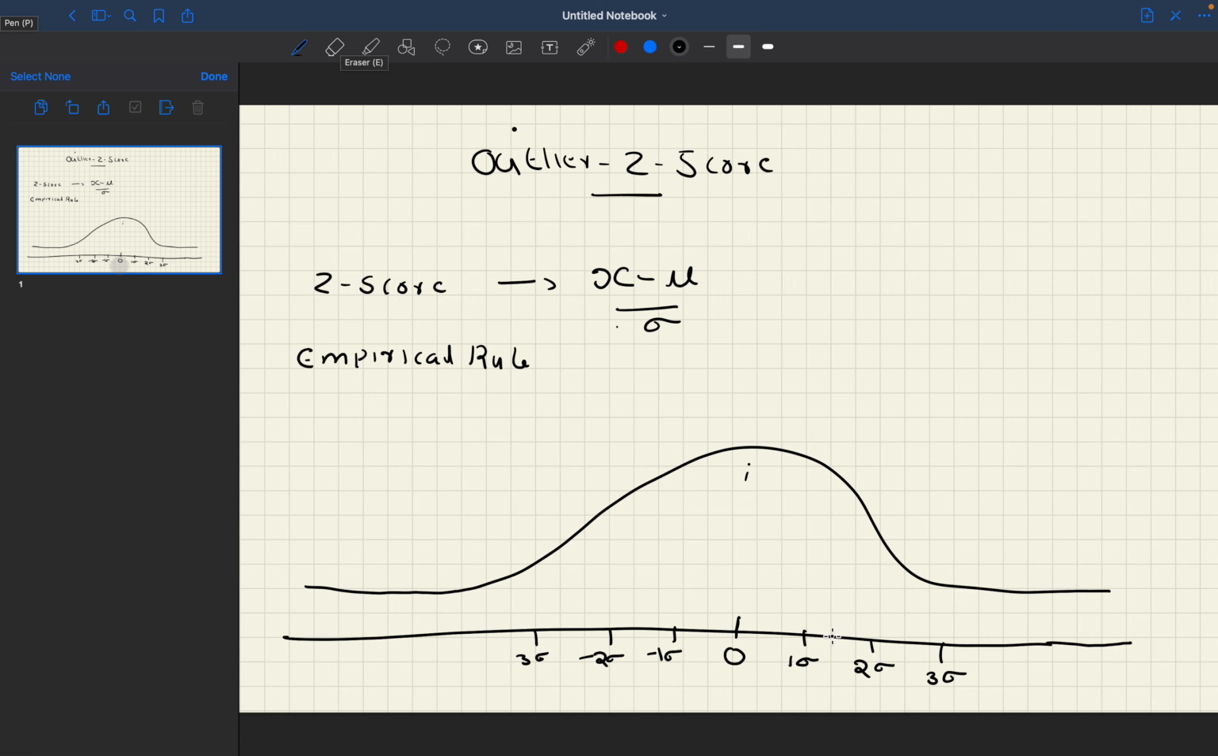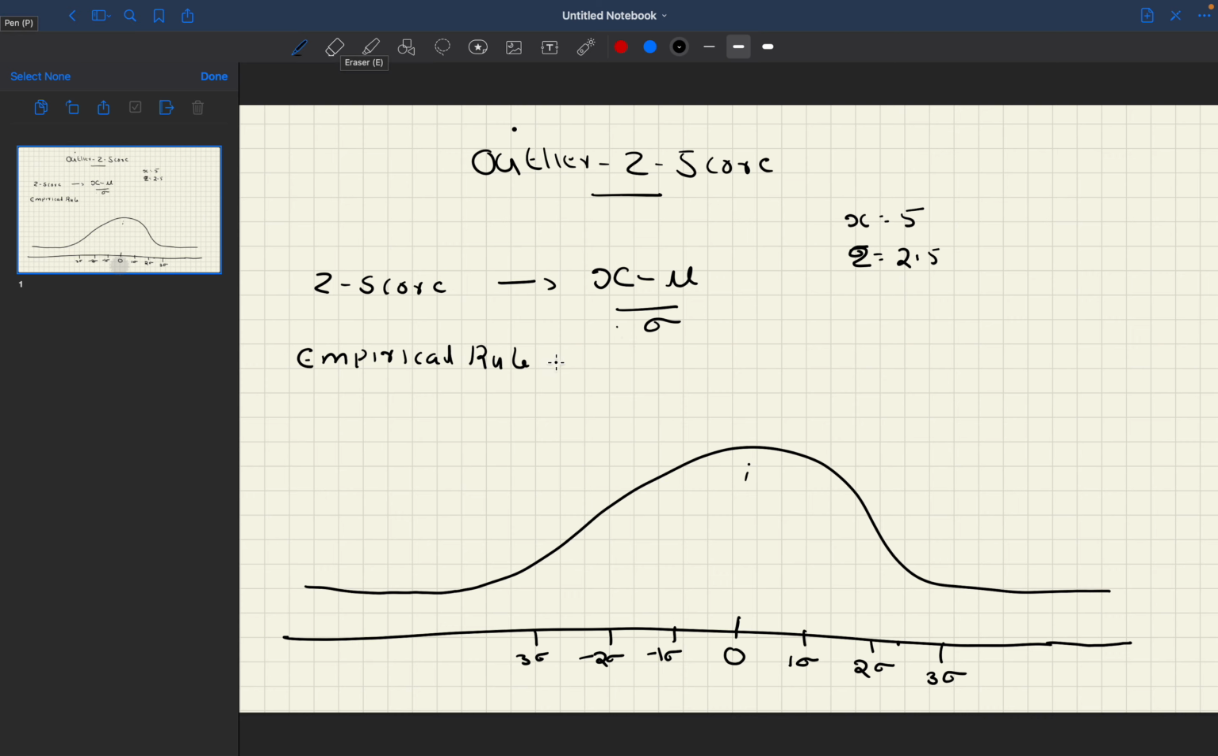For example, we have a data set, and 5 is a data point in that data set. If its Z-score is 2.5, that means it is 2.5 standard deviations away from the mean. So it will be somewhere here. This tells how far the point is from the mean, and we can use this formula to calculate the Z-score.